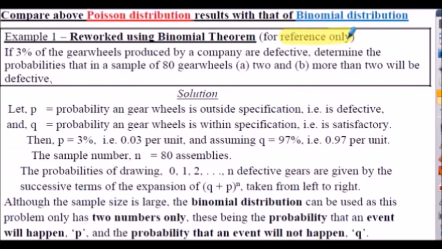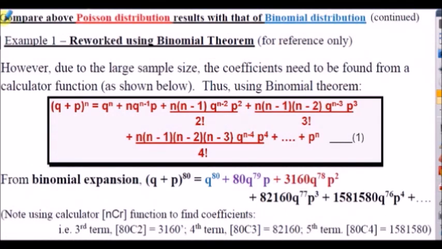And purely for reference here, I've compared the Poisson distribution results on the previous slide to that of a binomial distribution on this slide. As I said, this is purely for reference. I'm not going to go through any detail with this solution because it relates to our previous presentation related to the binomial distribution. So I'll let you review this at your own pace. The comparison continued here, producing the binomial expansion for this particular problem of sample size of 80. There'll be 81 terms in our series here, and I'll let you review this at your own pace.